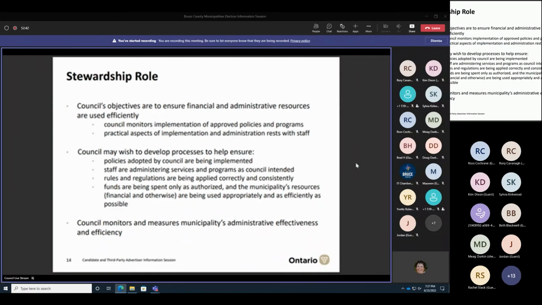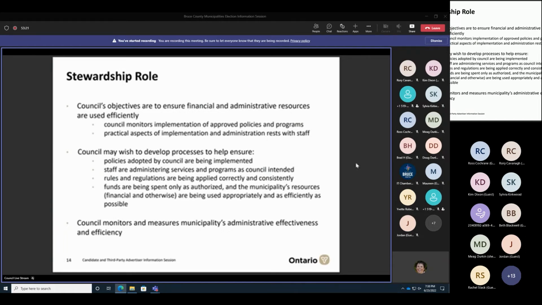So, stewardship role. Council's objectives are to ensure that the municipality's financial and administrative resources are being used as efficiently as possible. So there's a fine line between council's overall stewardship of the municipality and the administration's management of day-to-day activities. Generally, council monitors the implementation of its approved policies and programs, but the practical aspect of its implementation and administration are a staff responsibility. Essentially, the day-to-day operations of the municipality are left up to staff.